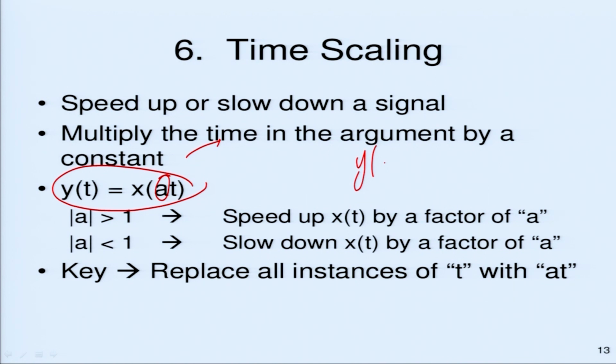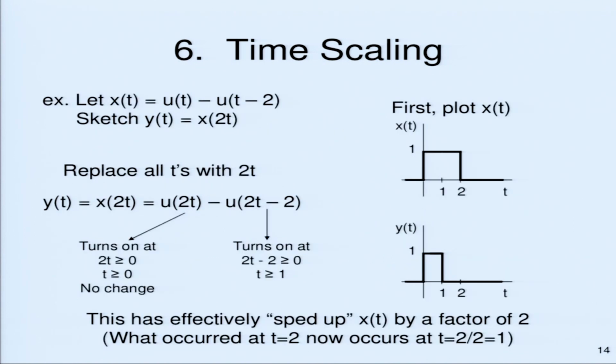If you multiply by a number greater than one, it will scale up; if you multiply by a smaller number, it will slow down. So how will we do it? Earlier, this was the basic x(t) signal. The signal had a value starting from t equal to 0, going till t equal to 2, and after t equal to 2 it had a 0 value. Now suppose we want to speed it up, we will multiply by 2.